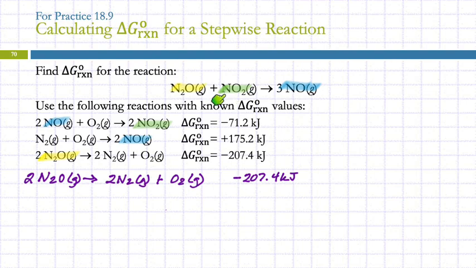Now I'm going to look for NO2. So we have NO2 showing up in one place. It's a product. So I'm going to take this reaction and reverse the direction. So I'm going to do NO2 gas. It's two of them. 2 NO2s to make 2 NOs and oxygen.